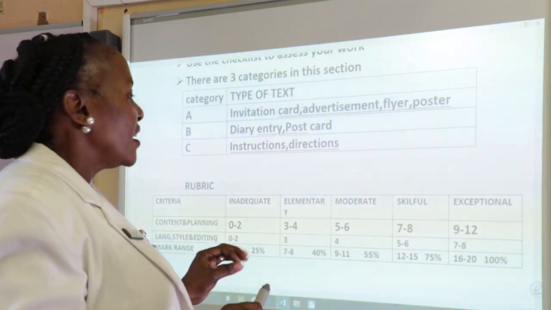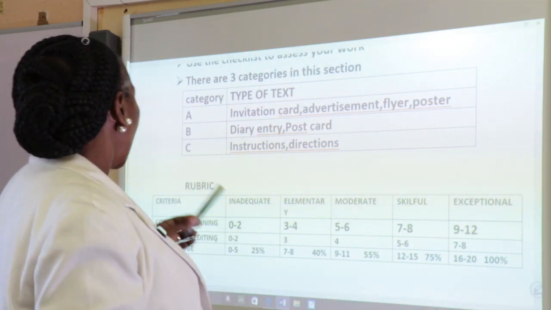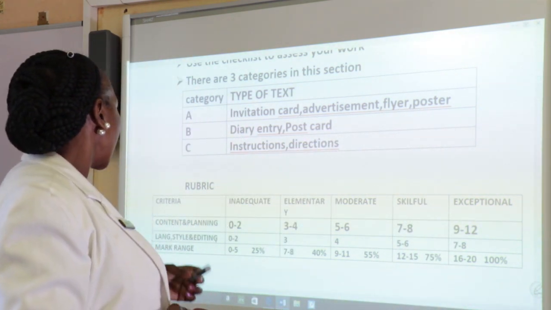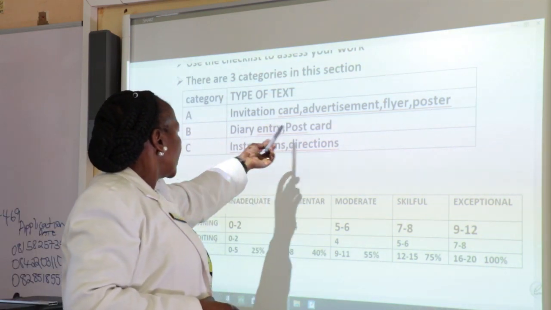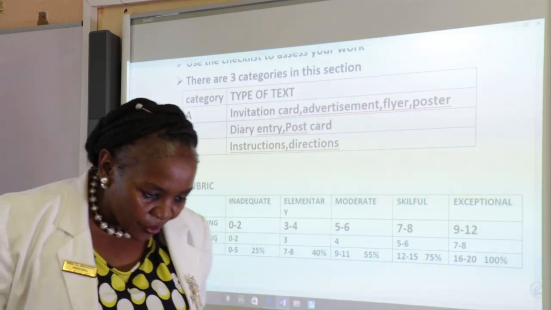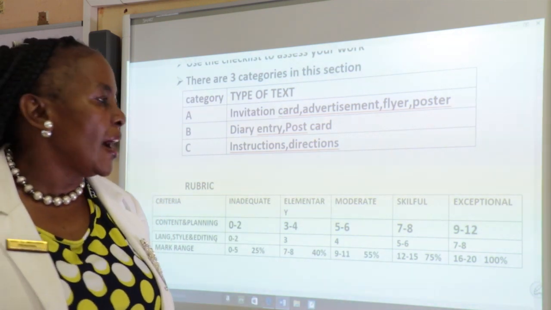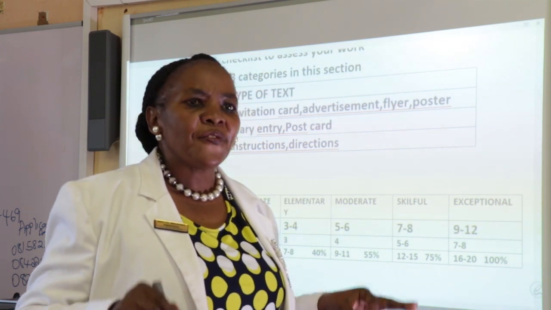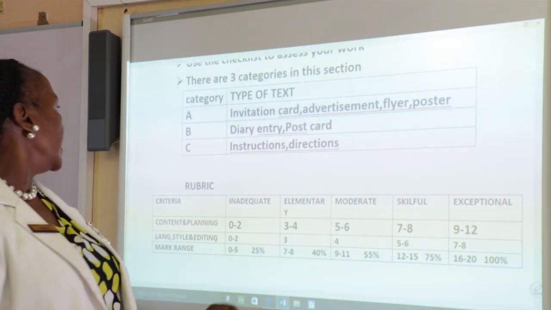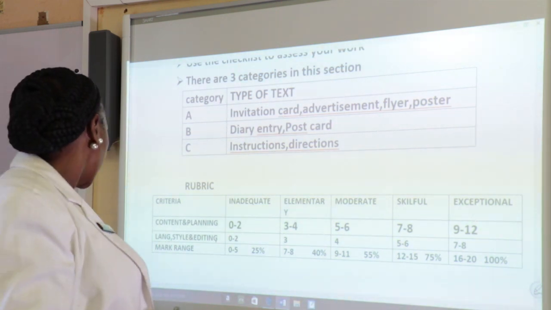The first category consists of four pieces: invitation card, advertisement, flyer, and the poster. Category B is that of a diary entry and postcard. Category C, instructions and directions. By now, as they'll be writing their trial exams, they must know, am I going to write an instruction? If the candidate is good in instructions, let him or her also be good in directions, because one of the two will be there.